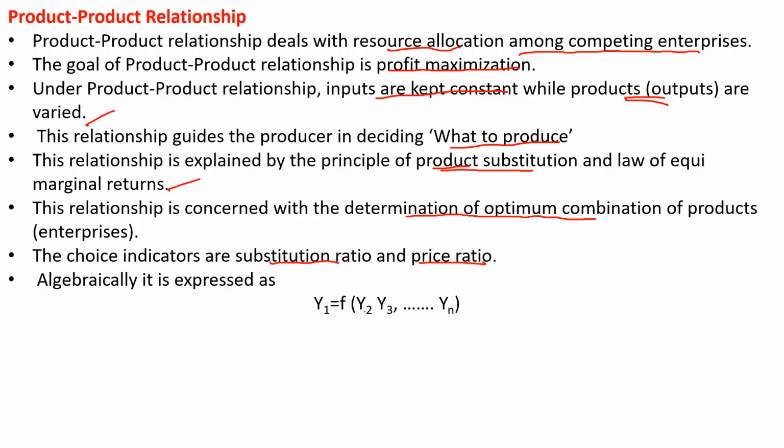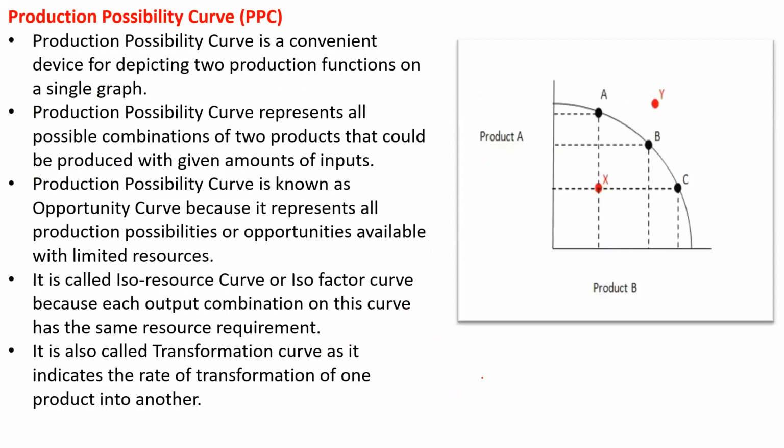And algebraically, we can express this relationship as Y1, that is, first product is function of second product, third product, and so on. So for simplicity, we will just consider only two enterprise. Y1 is function of Y2. Let us see first production possibility curve, the basic concepts in product-product relationship.